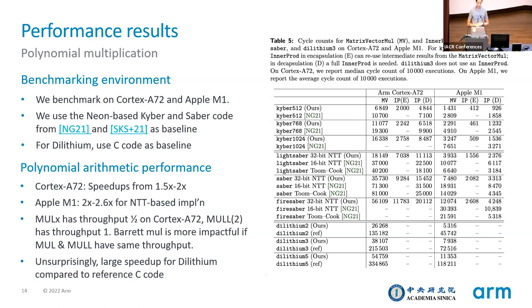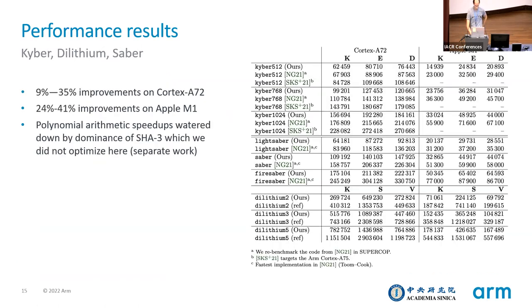Whereas on later CPUs, and that includes, as we think, Apple M1, but it also includes, say, Cortex A78, so there are lots of follow-up CPUs above A72, you will also see this, and then you will see the bigger speed up. And unsurprisingly, the speed up compared to reference C code is very large. So it's a worthwhile endeavor. And if we look at the top level schemes, the performance improvements are watered down by the dominance of SHA-3, which is not a huge surprise.